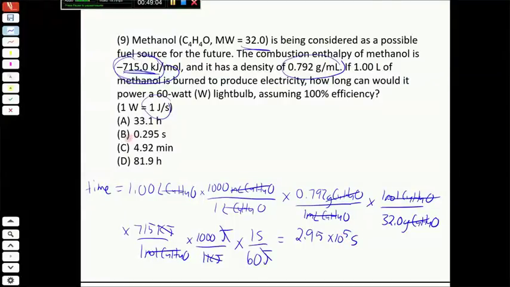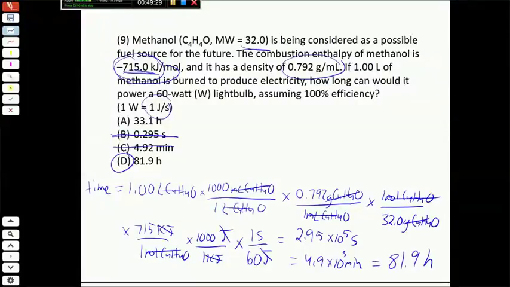The only answer choice that's in seconds is clearly not that number, so that's wrong. In terms of minutes, we divide that by 60 to get it into minutes. So that's going to be 4.9 times 10 to the 3rd minutes, which does not match that answer choice. And then finally, if we convert that to hours by dividing by 60 one more time, we get 81.9 hours, which matches choice D down here.